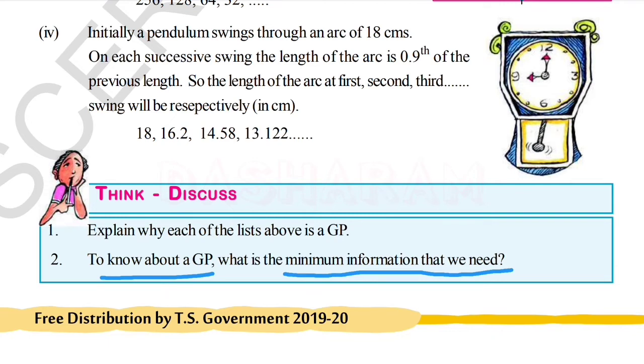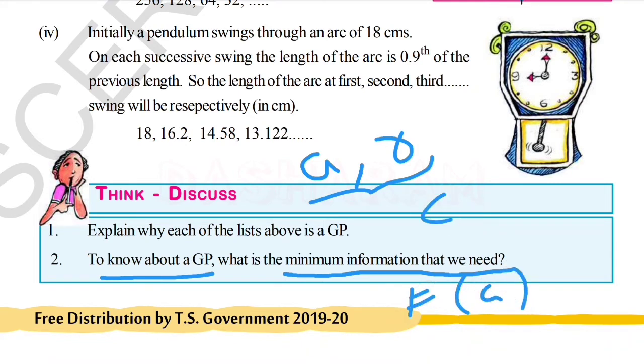You tell me what is the minimum information required to know about the GP. Generally, to start the GP, we need a first term. To continue the GP, we need a common ratio. Without knowing these two values, you cannot form the geometric progression. So the minimum information is the first term, that is A, and the common ratio, that is small r. This is the answer you write in your notebook.